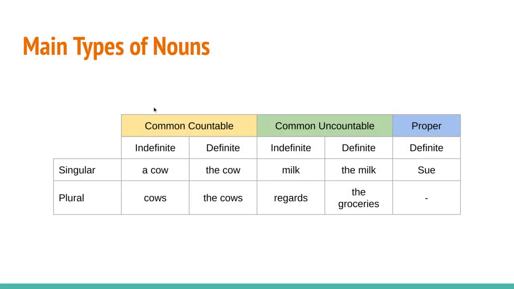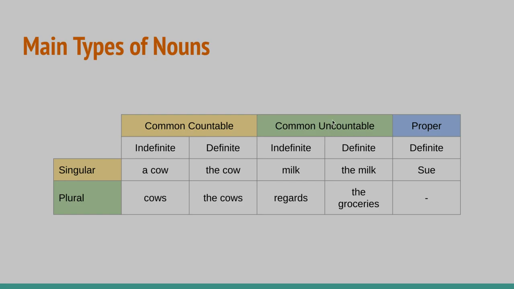Now, within common nouns, we have the distinction between countable nouns, those that can be counted, 1, 2, 3 cows, and those that are uncountable. They cannot be counted because they represent substances, they represent abstract ideas, and so we cannot say "one milk," okay? That's not the right thing to say.